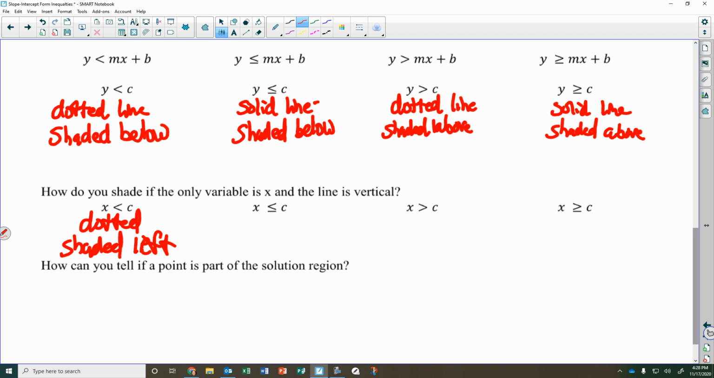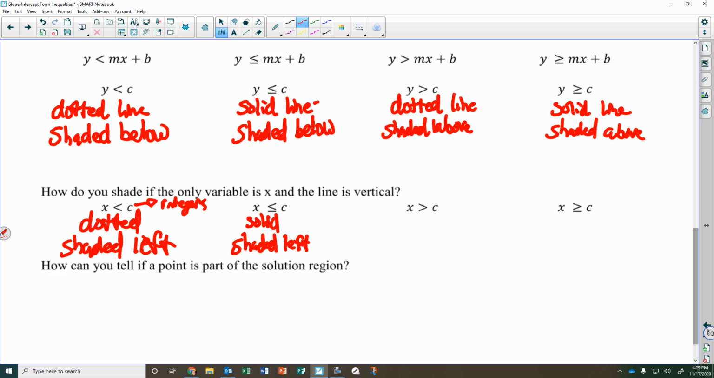So if x was 2, you'd be shaded to the left of 2. If x was -1, you'd be shaded to the left of -1. Okay? So again, c is basically just some integer. Now, if it's equal to, all right, this is solid. It's a solid line, but it's still less than, so you're still shaded left.